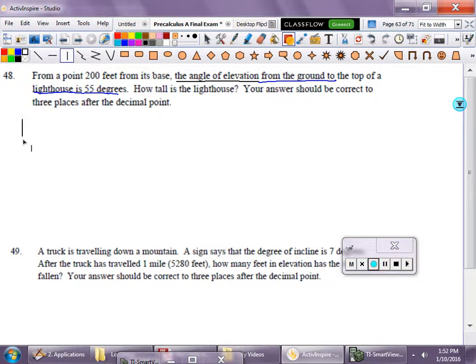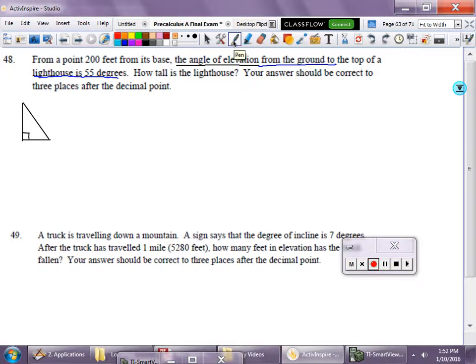A lot of people draw them differently, but we'll just label it as we go. And we love right triangles. We only know this because a lighthouse stands erect. So I've got the right angle indicator here. This is our lighthouse, and it says a point from its base. So this is the point.